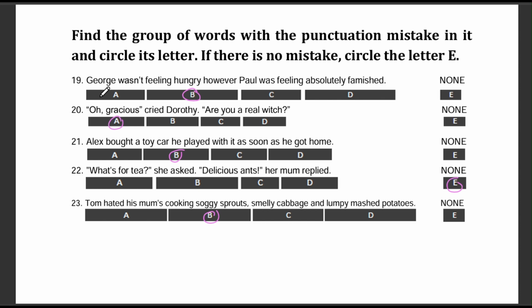Options: A, George wasn't feeling hungry. B, however, Paul was. C, feeling absolutely famished. D, none. E, no punctuation mistake. Correct answer: B, however, Paul was.